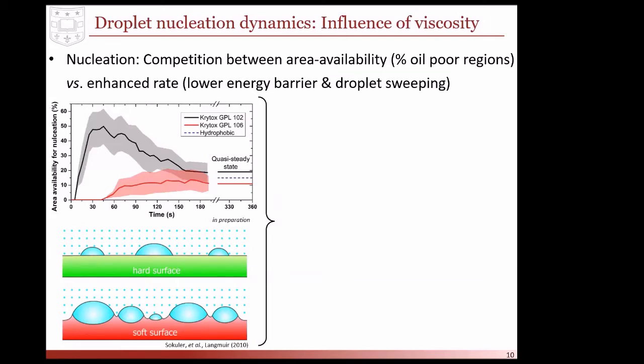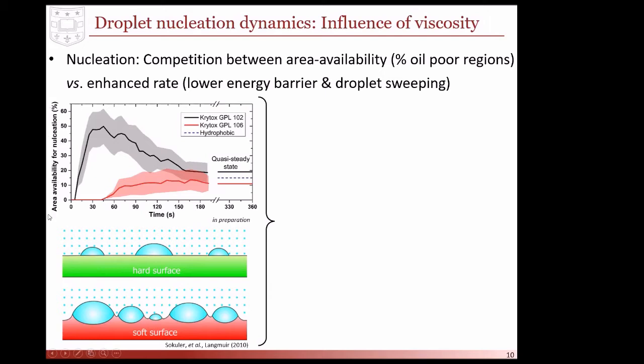So now we have this possibility of potentially enhancing heat transfer through this really rapid motion of the droplets on the surface. But we also have these oil-rich regions which probably prevent nucleation in those areas. If we compare it, for example, to a solid hydrophobic surface without any lubricant, we potentially have less area available for nucleation.